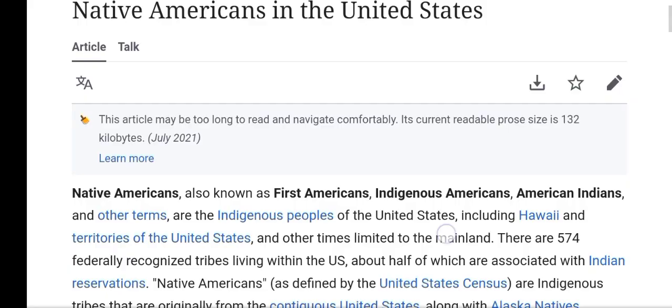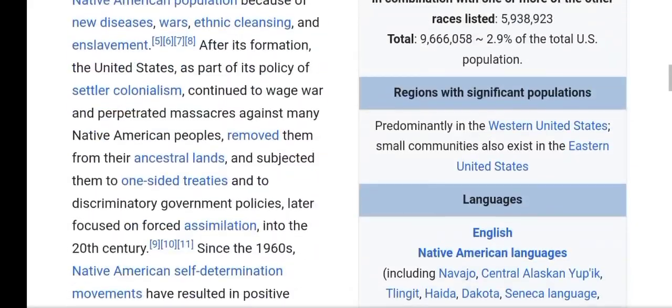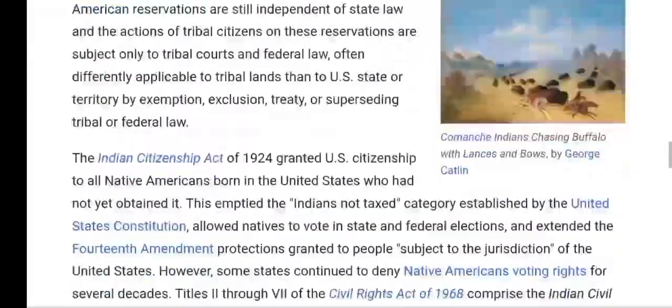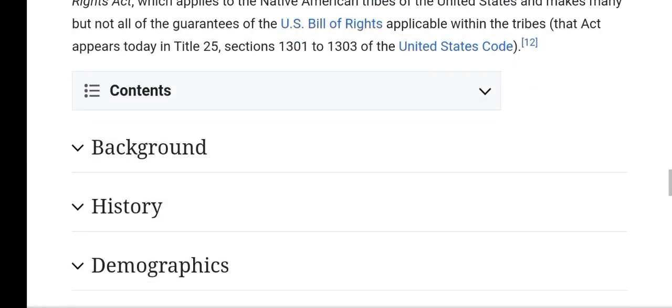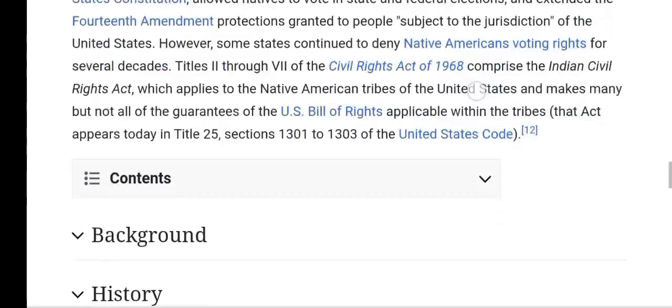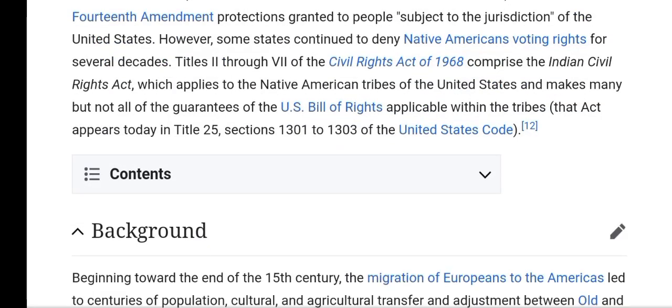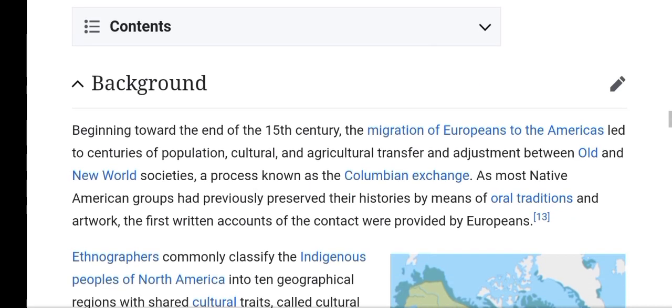Today we start the second part of Native Americans. In the first part, we learned who Native Americans are. Today we are talking about their background.